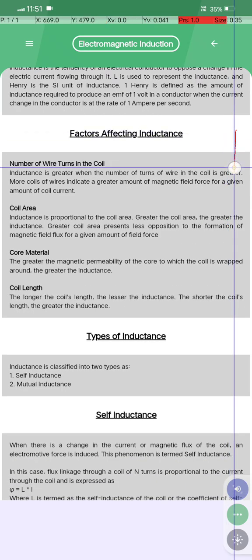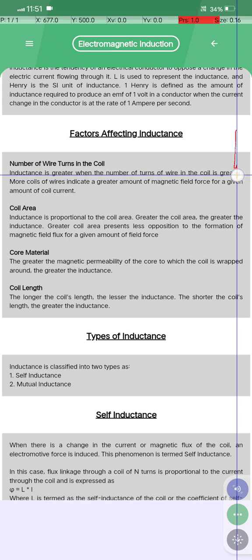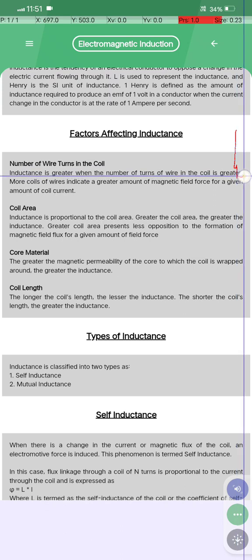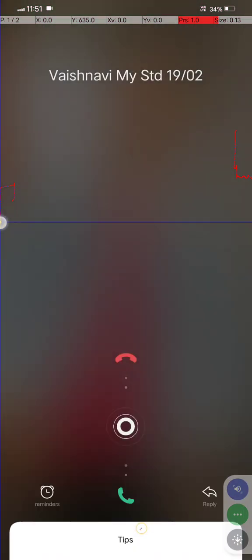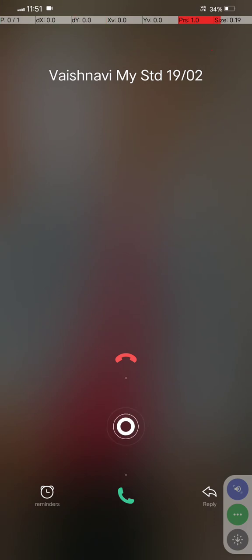Factors affecting inductance: number of wire turns in the coil. Inductance is greater when the number of turns of wire in the coil is greater. More coils of wire indicate a greater amount of magnetic field force for a given amount of coil current. Coil area क्या होता है? Inductance is proportional to the coil area.